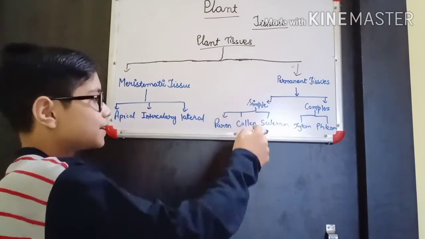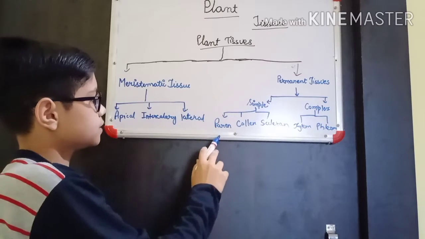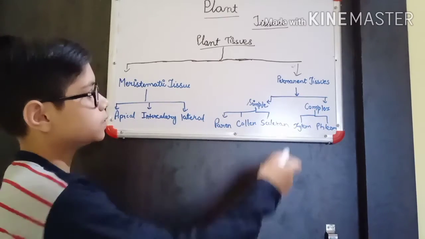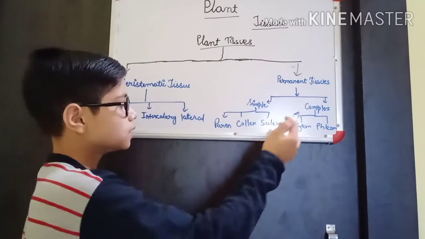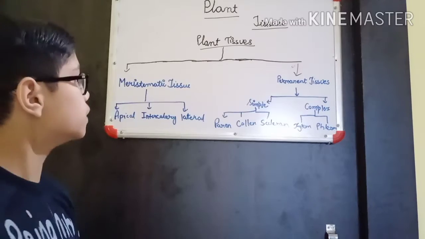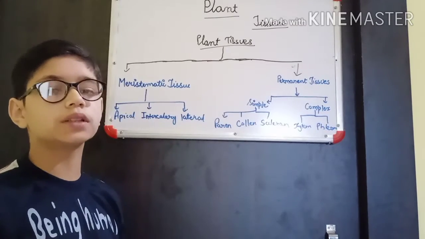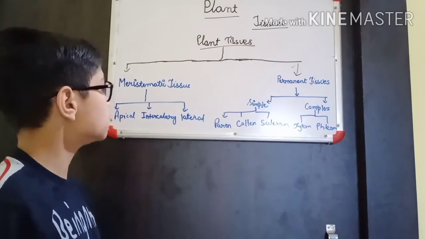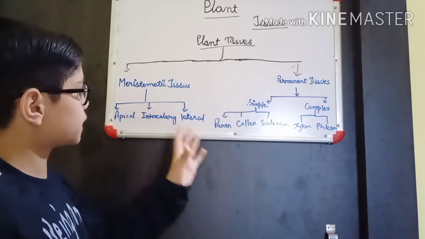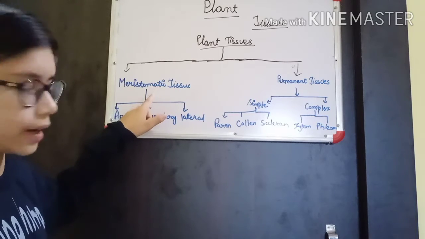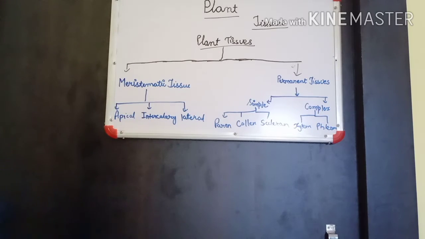Simple tissue has three parts: parenchyma, collenchyma and sclerenchyma. And complex tissue has two parts: xylem and phloem. Xylem and phloem you may all know, as we have been studying them from a very long time, from 6th, 7th and 8th class. This is about plant tissues, meristematic and permanent. First we will look at the meristematic tissue. So let us start.